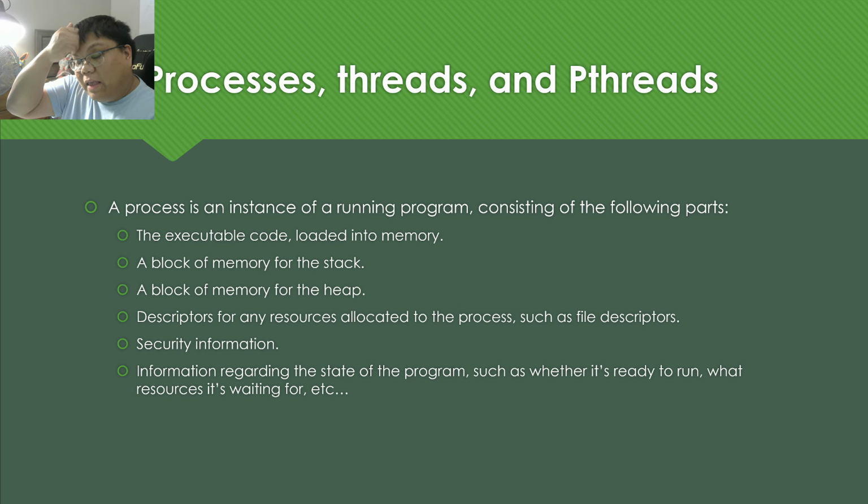So if you recall from operating systems, when a process is loaded into memory, of course we have the code loaded into memory as well, but we also have space allocated for the stack and the heap. There's also other things loaded into memory, such as information regarding the state of the program, such as whether the process is blocked or it's ready to run. There's also information about what files are allocated to the process. And not just files, just other resources in general.